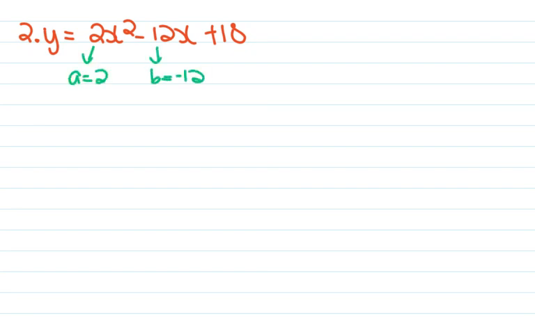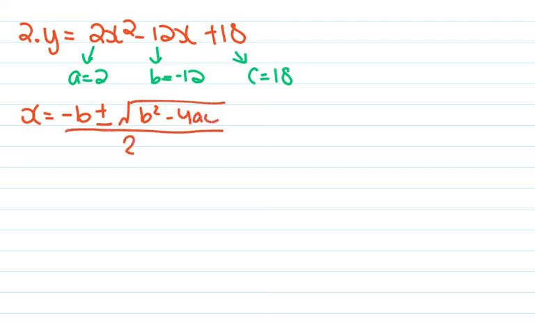Y equals 2x squared minus 12x plus 18. So let's identify what a, b, and c are. A equals 2. B equals negative 12, and C equals 18. Now plugging that into the quadratic formula, x equals negative b plus or minus the square root of b squared minus 4ac all divided by 2a.